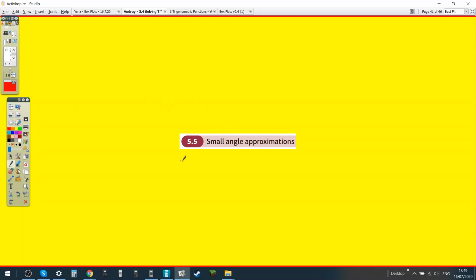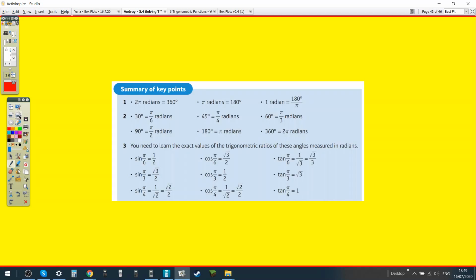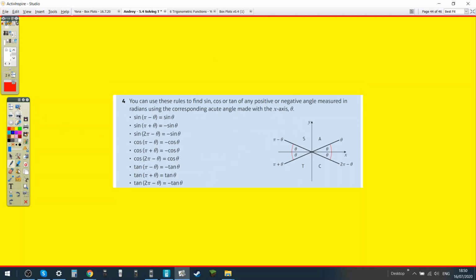Small angle approximations. I'd give it a tick. Easy peasy. And then that's that chapter done. Let's see. 2 pi radians is 360 degrees. Yep. You need to learn exact values. Fair enough. No, you don't. Just use a calculator.